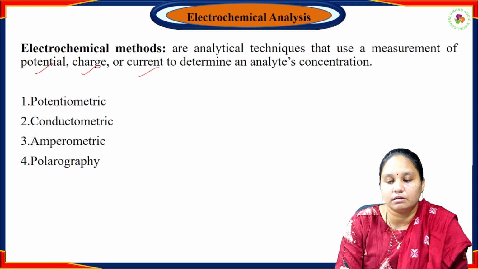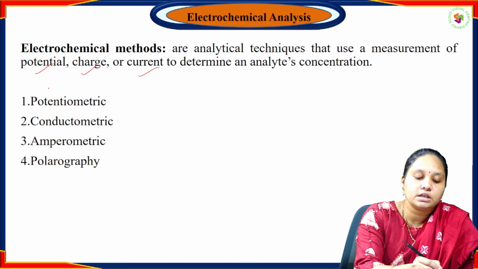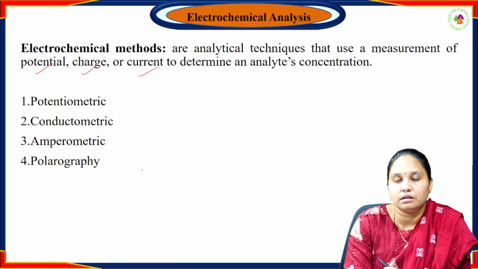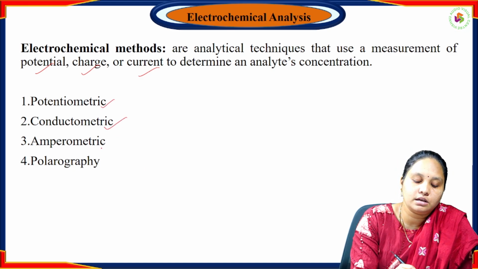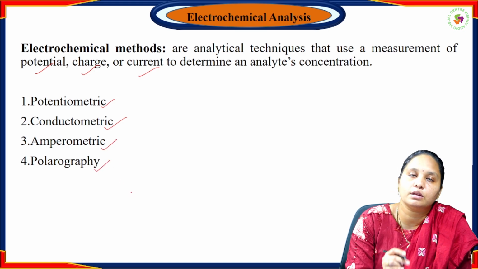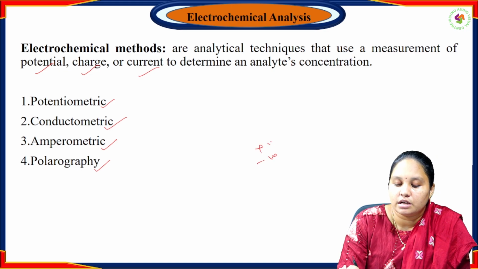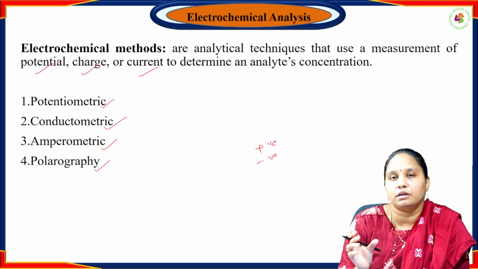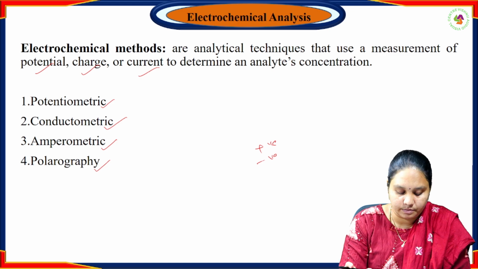In this electrochemical analysis method, we are measuring the potential, charge, and current to determine the analyte concentration by using potentiometric titration, conductometric titration, amperometric titration, and polarography equipment. By using all these equipment, we can find out the potential and the charge, the positive charge and negative charge, present in that particular formulation or in a particular functional group. That we can find out in an electrochemical analysis method.